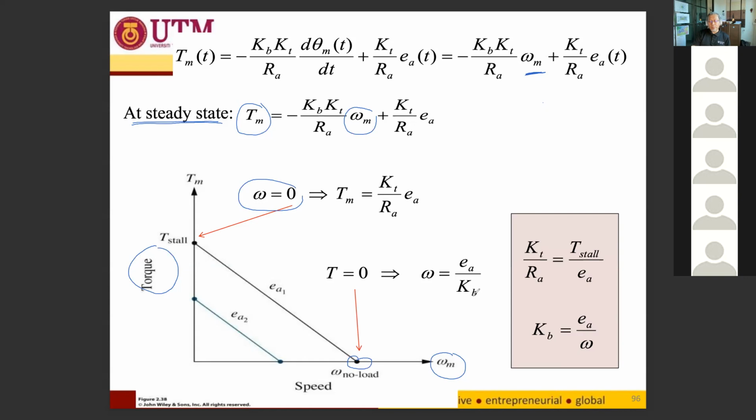From this graph, we can get a relationship: Kt divided by Ra is equal to the torque when speed is 0, T stall, which means it's not moving, static, over Ea. And Kb is equal to Ea over omega.